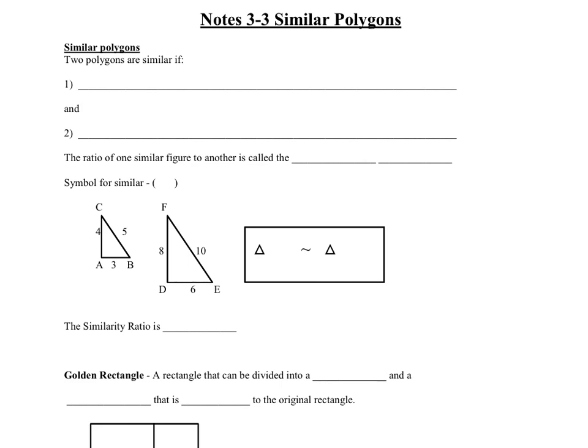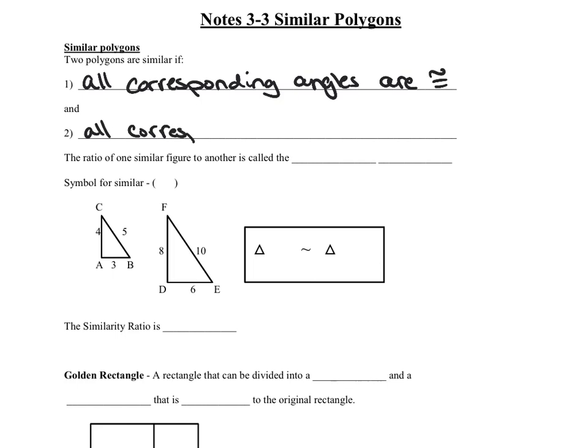Today we're talking about similar polygons, and two polygons are similar for the same reasons that two triangles are similar. So we have angle, angle in triangles, and in polygons we say that all corresponding angles have to be congruent. Or all the corresponding sides are proportional.